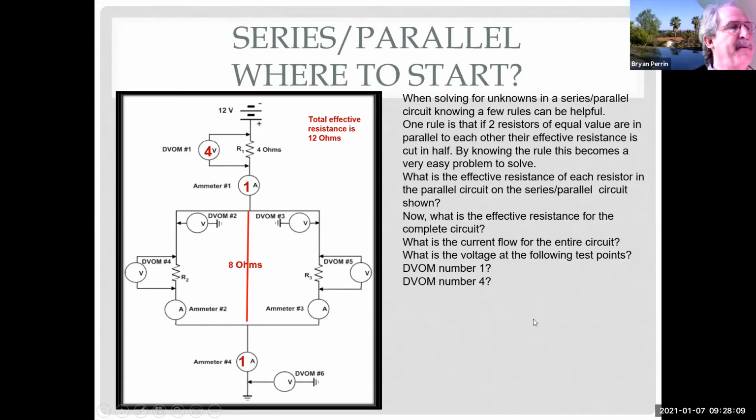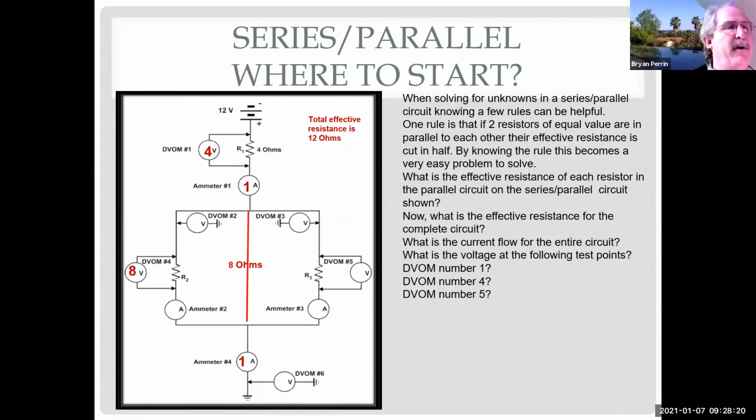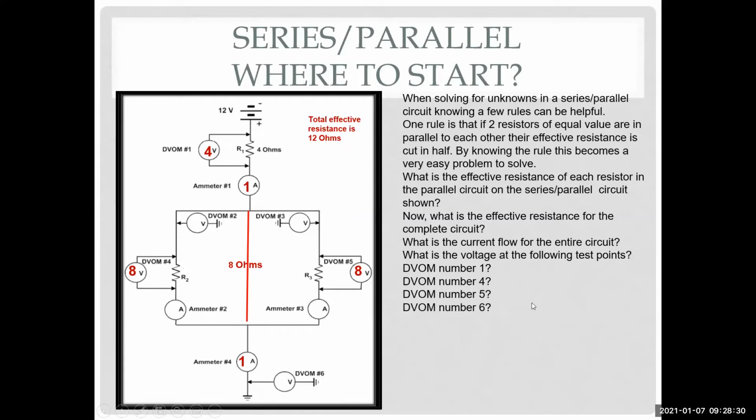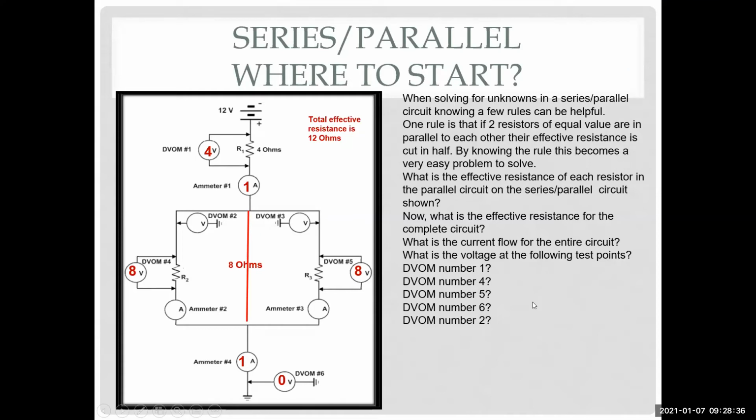So DVOM number 4 has to read what? 8. Has to read 8. How about DVOM number 5? 8. How about DVOM number 6? 0. Okay. How about DVOM number 2?